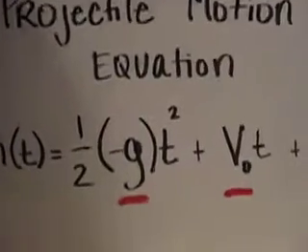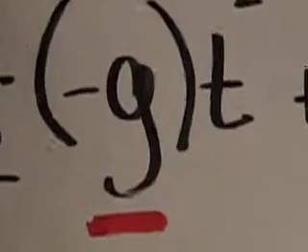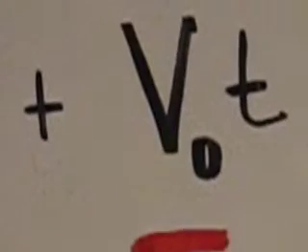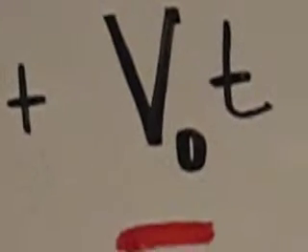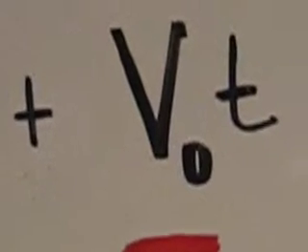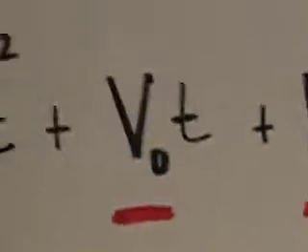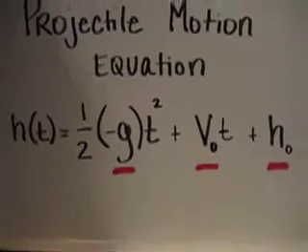Negative g represents the acceleration due to gravity. V sub 0 represents the object's initial velocity. H sub 0 represents the object's initial height or starting point. This equation is used to model an object's projectile motion.